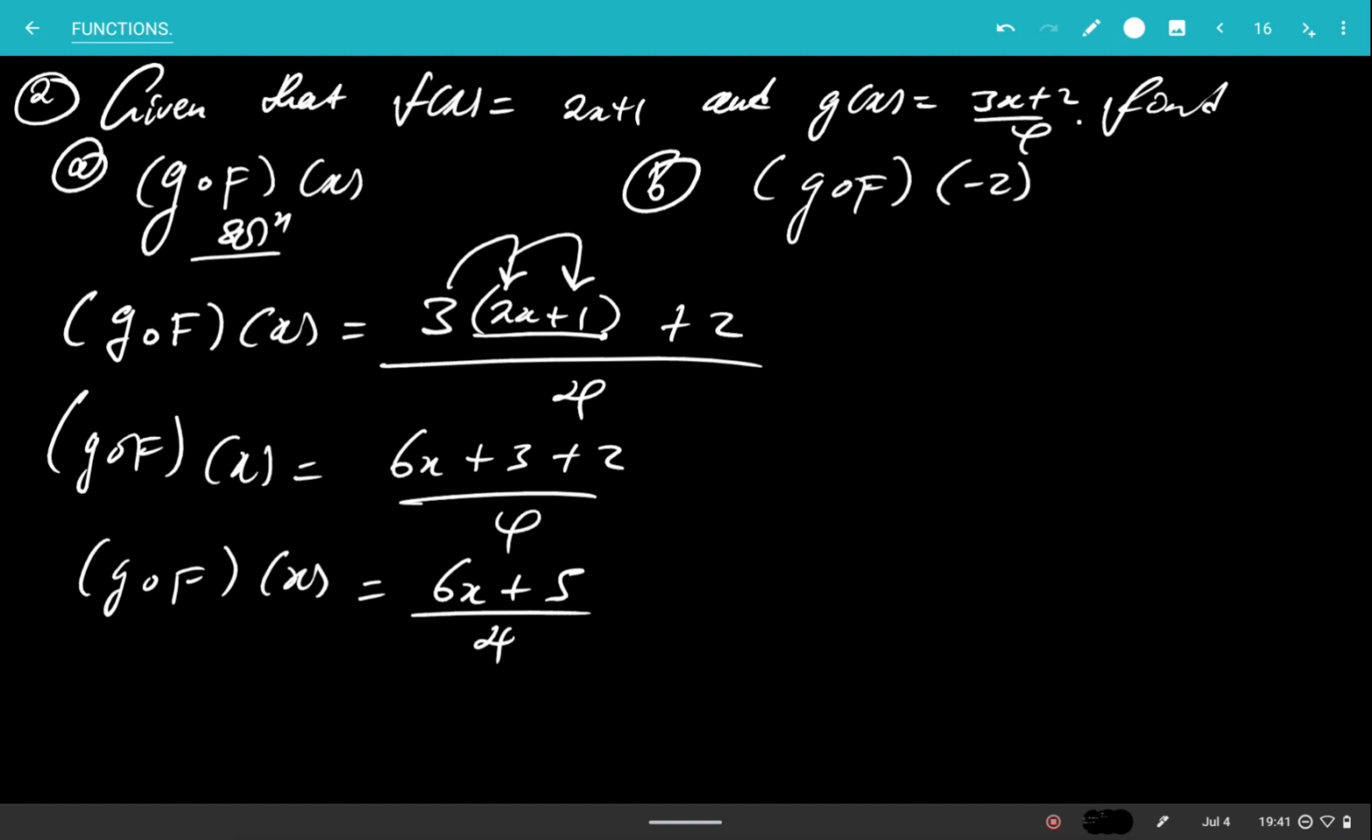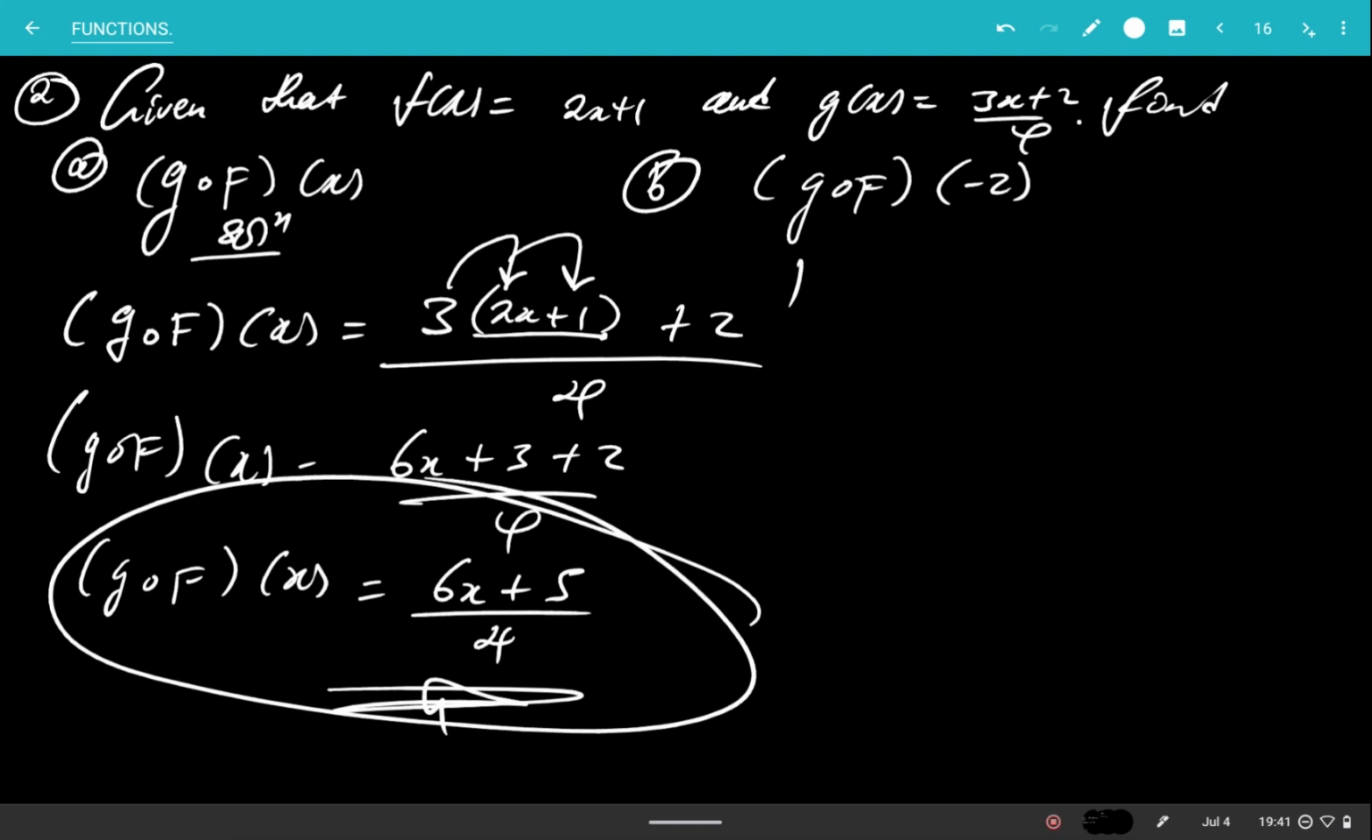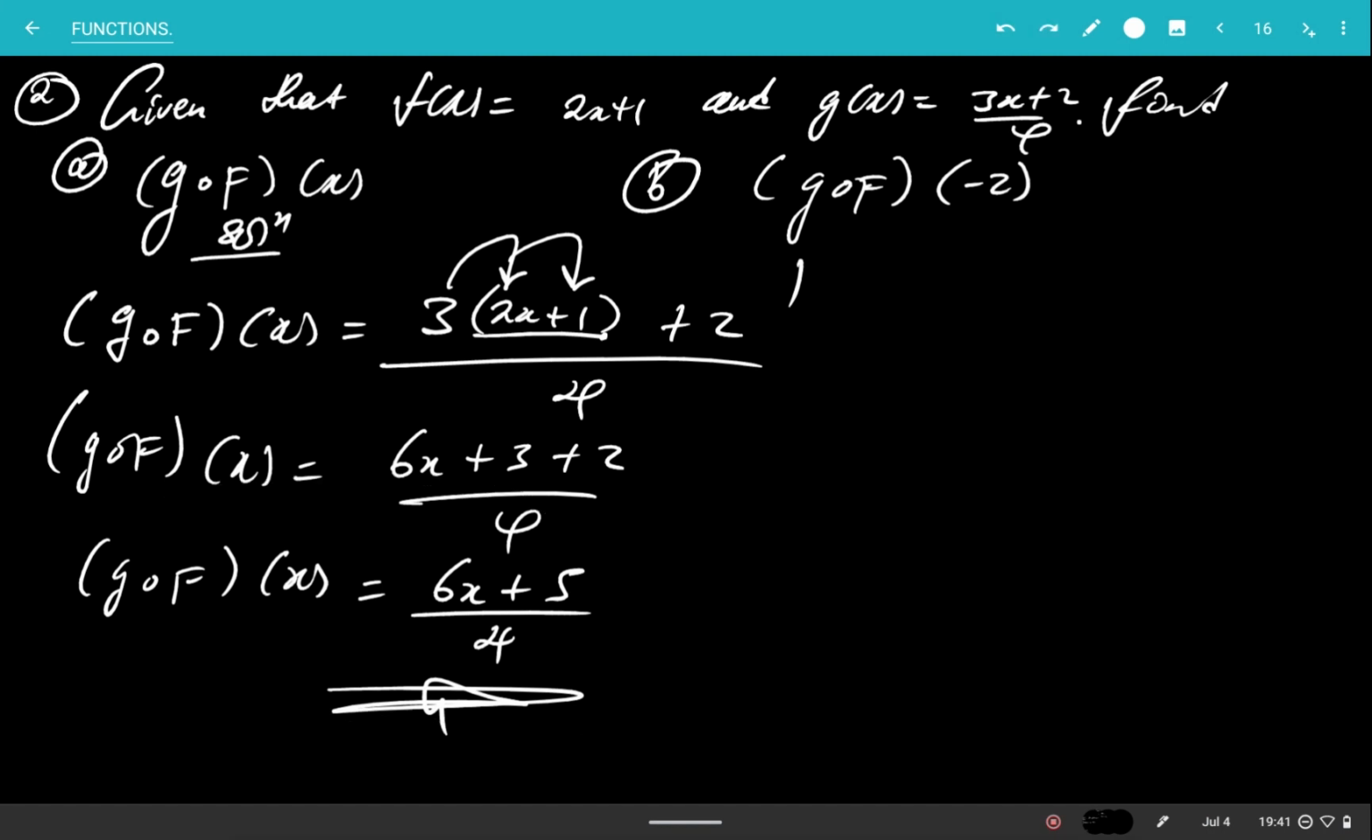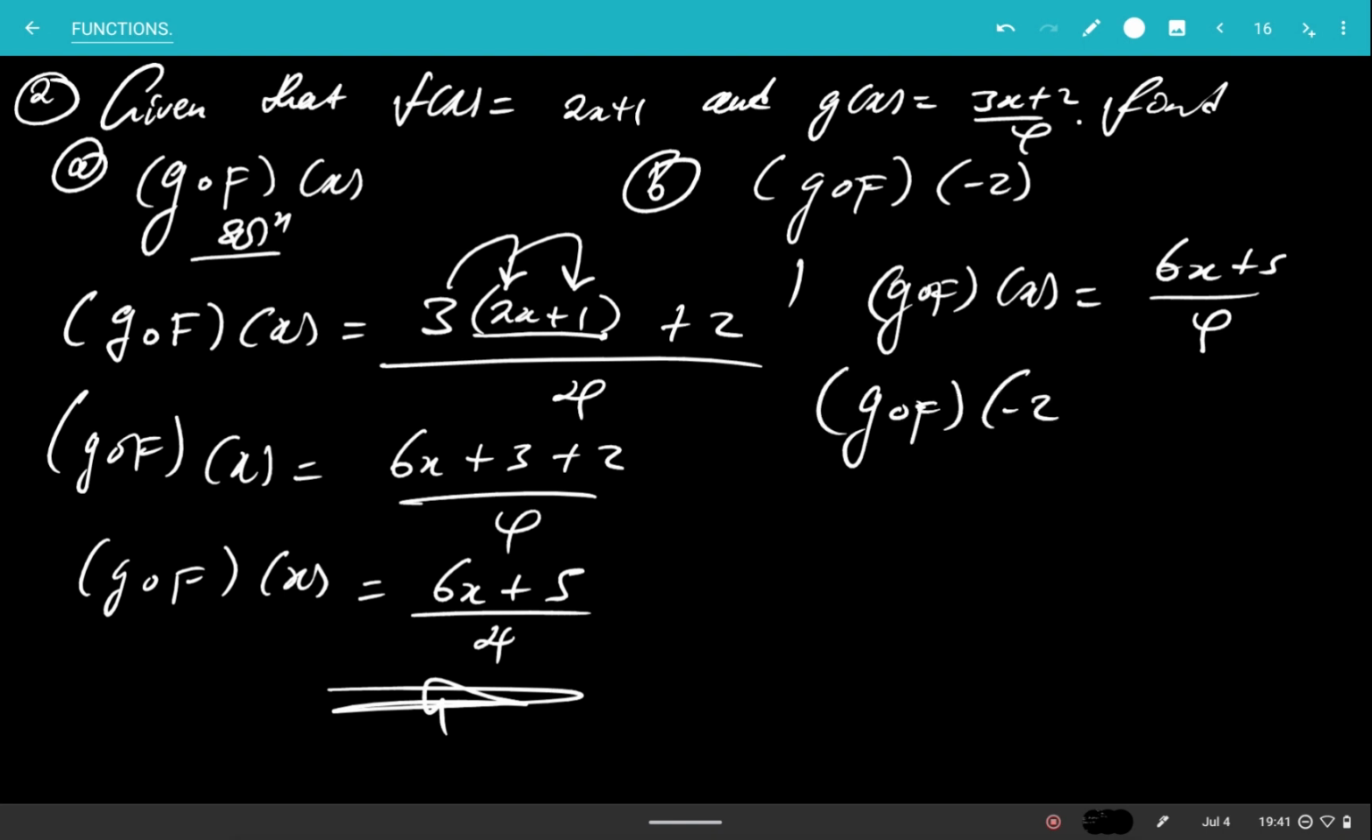After that, you already have your g of f of x function. Since I'm saying that you also have to look for g of f of minus 2, and you already have your g of f of x, you can just get that same g of f of x function, which is (6x plus 5) over 4, and plug in the input value being given, which is minus 2. So you get (6 times minus 2 plus 5) over 4.